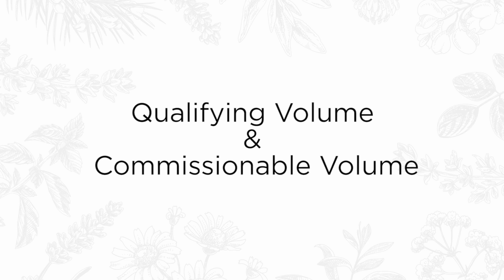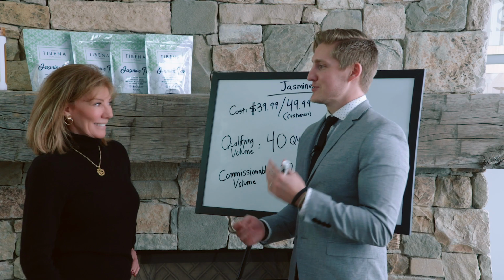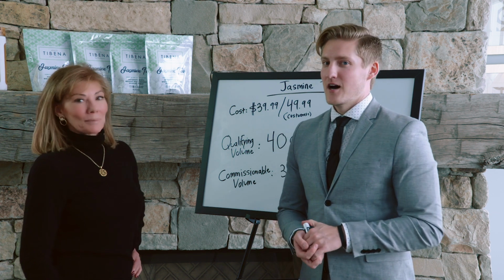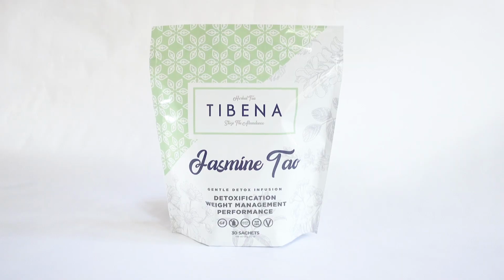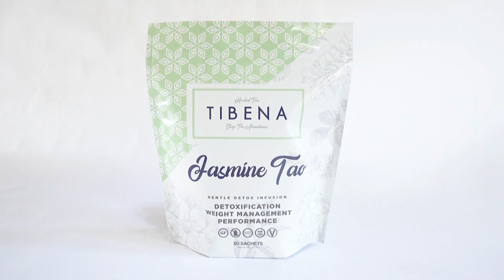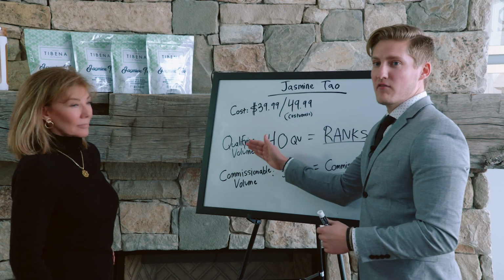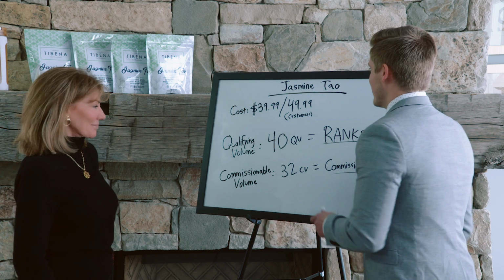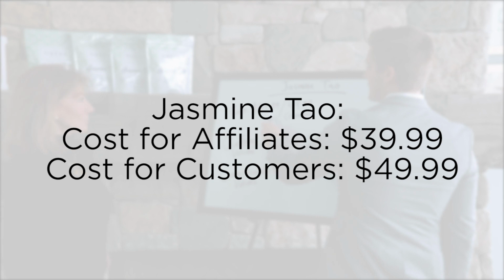Okay, so when you start out, we all hear qualifying volume, commissionable volume, personal volume. We get all these terms that we want to clear up today on this Comp Plan Plus video. So we're going to use our Jasmine Tau tea, our flagship product here at T-Bena, as our example. You can see we're going to break it down between cost, qualifying volume, commissionable volume, and how all those play into our comp plan. Jasmine Tau costs $39.99 for affiliates and $49.99 for customers.